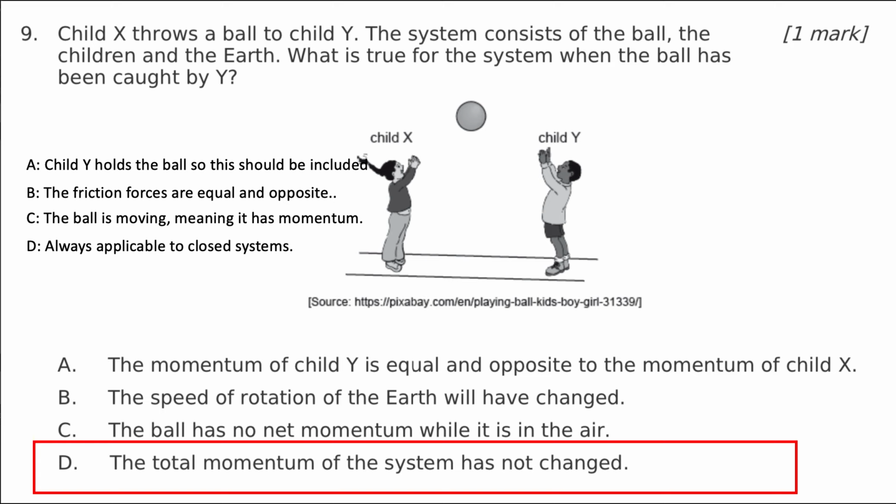Okay, sometimes when you're looking at these questions in great detail, we actually have to take a step back and remember that when we've got the momentum of our system, our Earth, our ball, and the two children, all we have to do to work out what's going on is to apply conservation of momentum, and so remember that the total momentum of the system has not changed, providing there are no external forces.